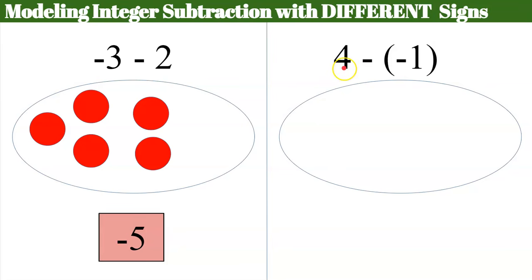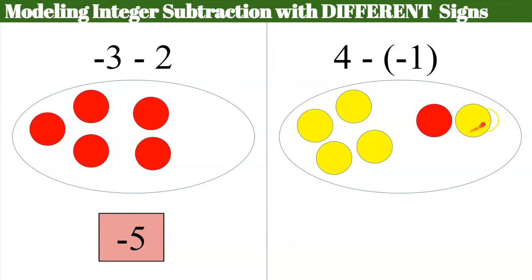So I'm going to start by putting 4 positive integer chips on my mat, and now it's asking me to subtract a -1 or take away one negative chip. However, I don't have any negative chips on my mat. But if I add a zero pair, remember this is adding 0. When you add 0 to any value, it doesn't change the value. Now I have one negative integer chip that I can take away. So I remove it from my mat, and I can find my difference. My difference is 5.